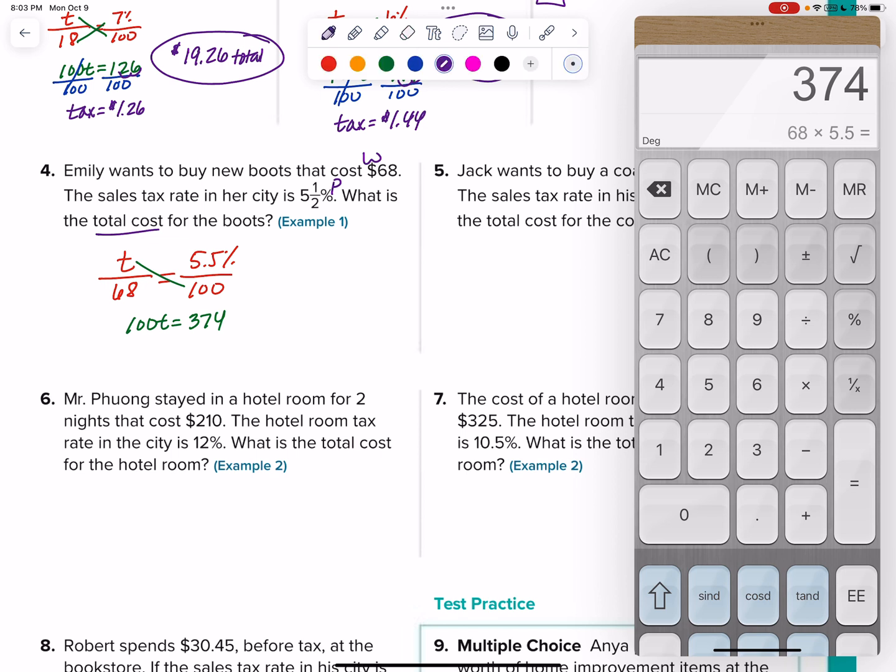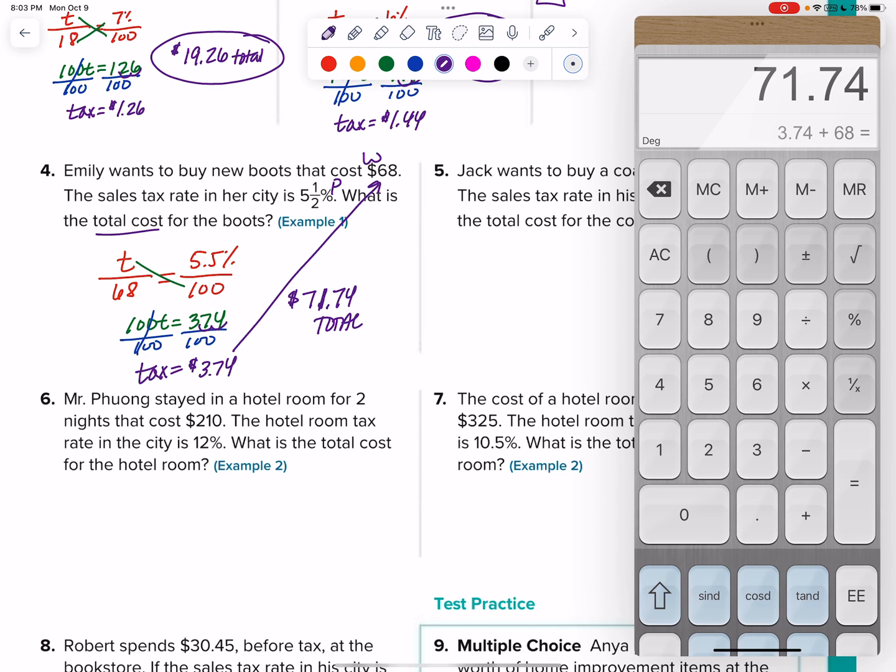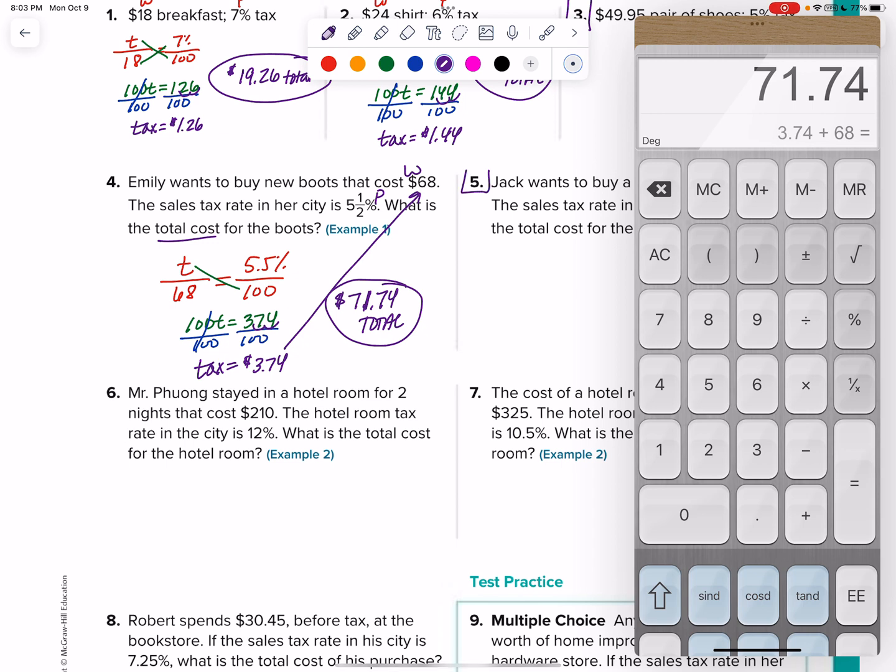Isolate the variable, and we have divide by 100 both sides, cross that out, and we're left with the tax equaling, if we divide by 100, $3.74. So pretty quick process. We're going to go ahead and add that $3.74 tax to the $68 cost of the boots, and we have $71.74 total. All right, you can do number 5 on your own.